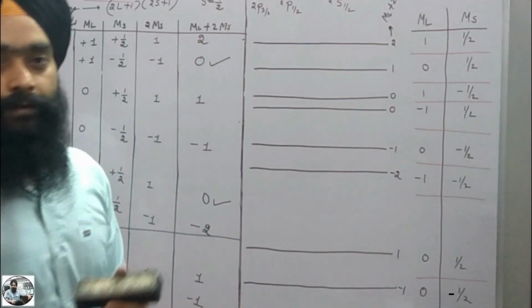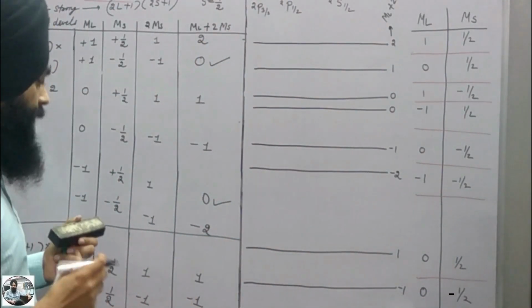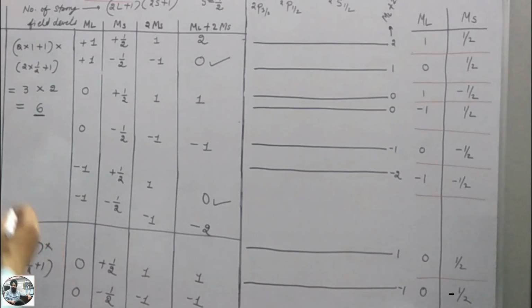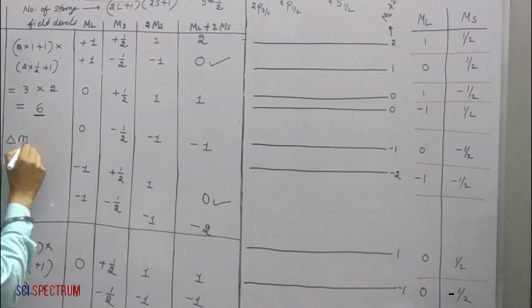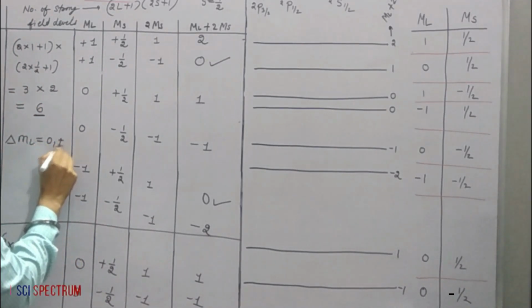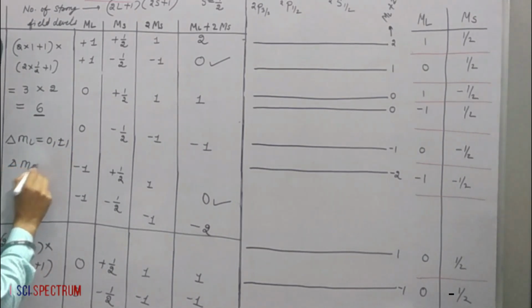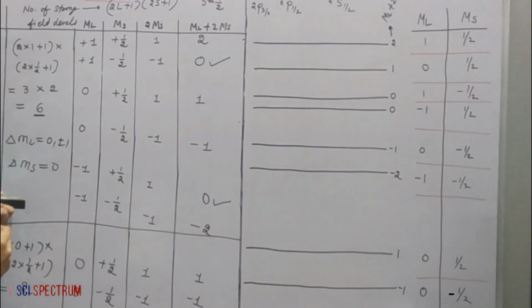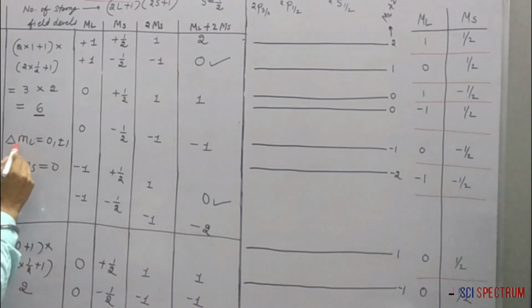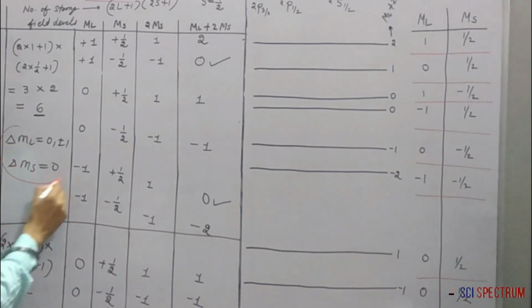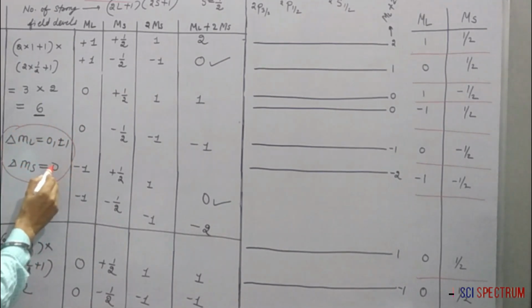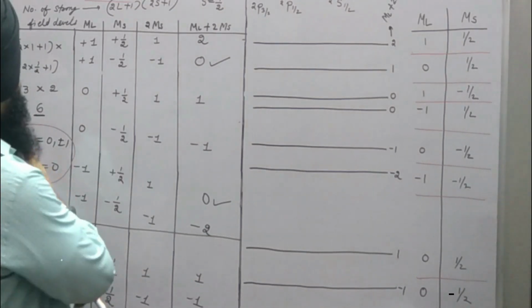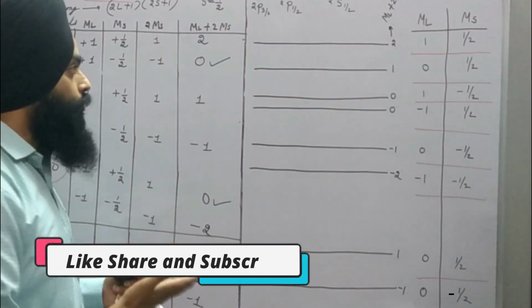Now we will apply the selection rule. The selection rule is delta ml is equal to 0 plus minus 1 and delta ms is equal to 0. This rule will be applied simultaneously. This means to say for every delta ml is equal to 0 or plus minus 1, the delta ms value should be equal to 0. So let us see. First we will apply delta ml is equal to plus 1.